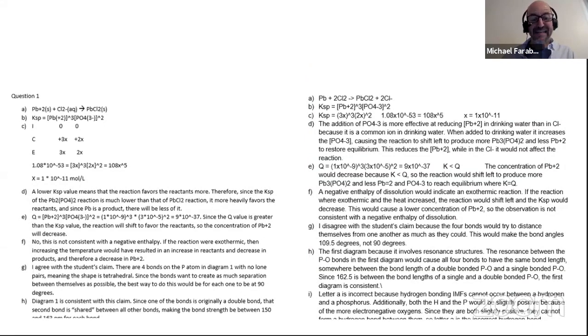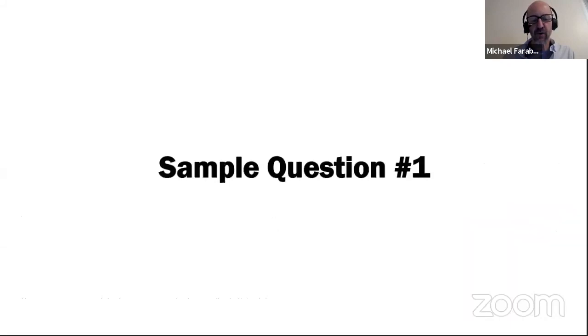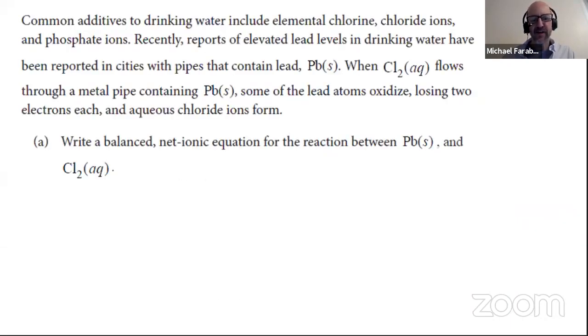All right, so I'm going to go ahead and begin with sample question number 1. Common additives to drinking water include elemental chlorine, chloride ions, and phosphate ions. Recently, reports of elevated lead levels in drinking water have been reported in cities with pipes that contain lead. And we are talking about the reaction between lead and chlorine in part A.